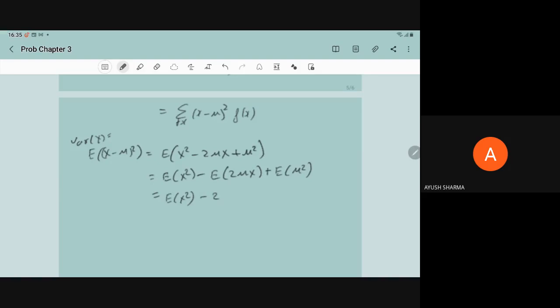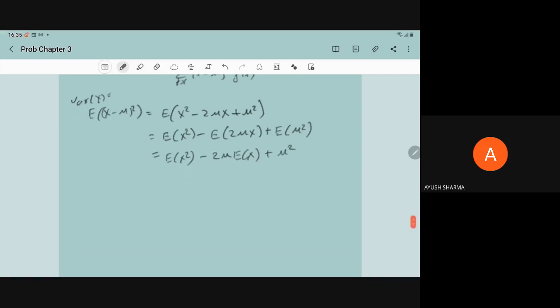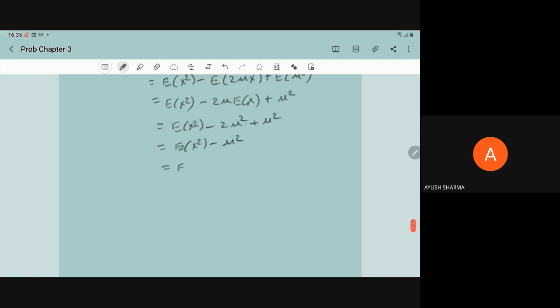From here you can take the 2 mu constant outside, E of x, and this is what? Mu, and E of x we can denote by mu. So E of x square minus 2 mu square plus mu square will become E of x square minus mu square, that can be written as E of x square minus square of E of x, because mu we can write as E of x. So that is the computational formula of variance of x.